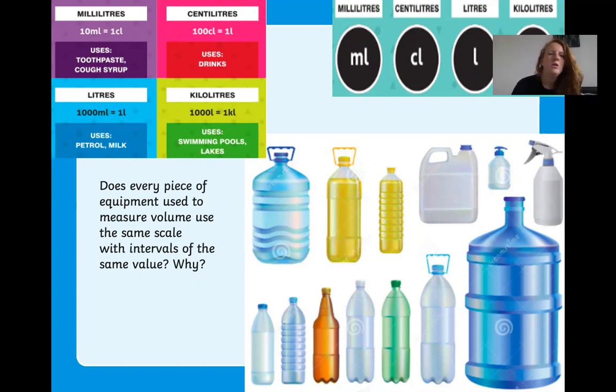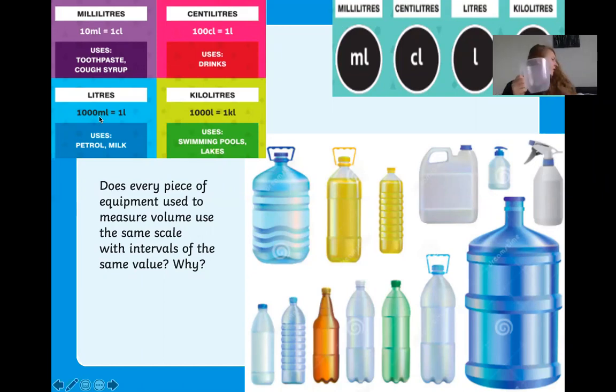So does every piece of equipment use the same measurement? Of course not. It does not use the same units of measurement. So like I said, we have milliliters, which is our ml. We have centiliters, cl. You have liters, and you have kiloliters. So I already showed you this one is 50 milliliters. This is 750 milliliters.